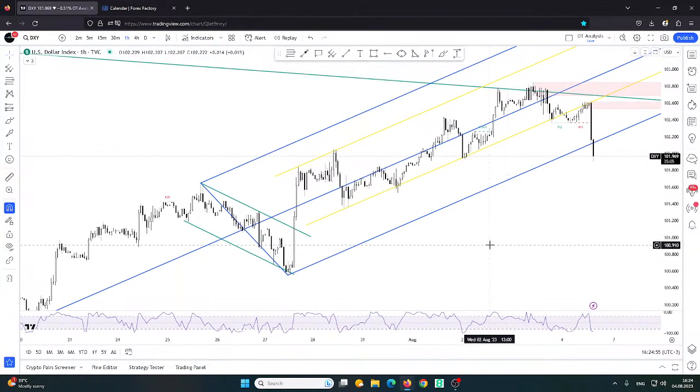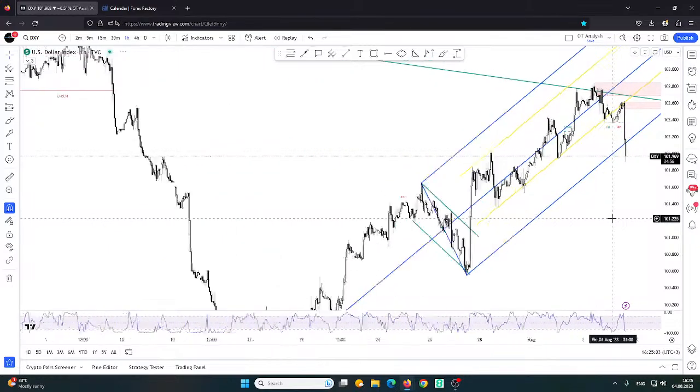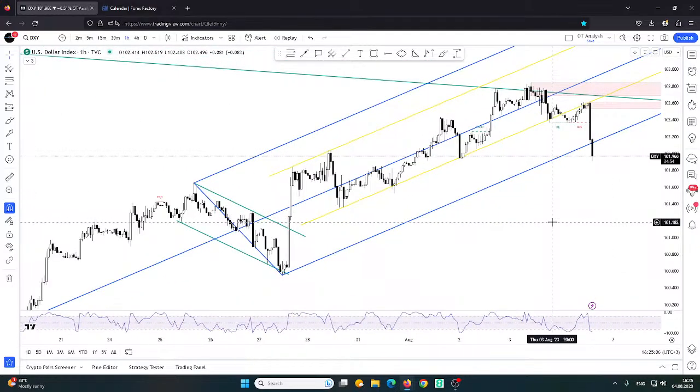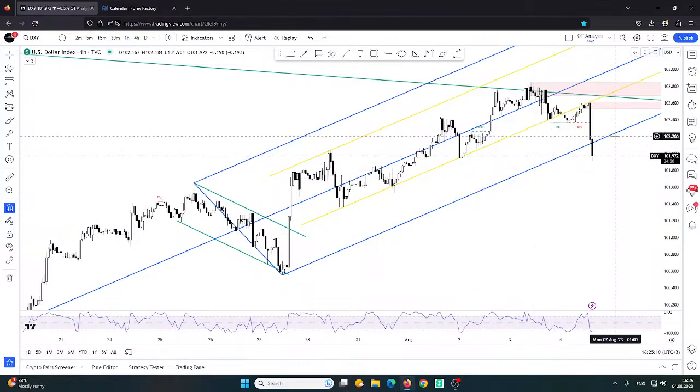If you have questions, guys, because a potential rebound here on the dollar index could bring us US dollar shorts. It could come back to retest the broken lower medium line here.